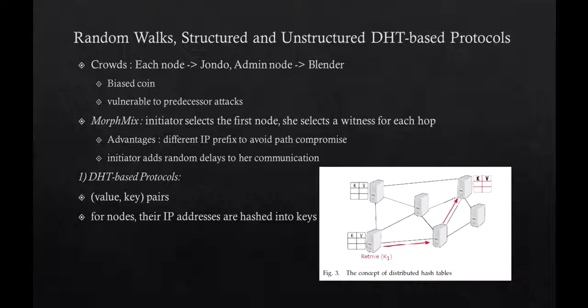Morph Mix. After an initiator selects the first node, she selects a witness for each hop. The node proposes a set of candidates for the next hop, and the witness is allowed to choose one of them. Advantages: nodes can only propose nodes with a different IP prefix in order to avoid path compromise. The initiator adds random delays to her communication before forwarding them in order to avoid guessing by the attacker.